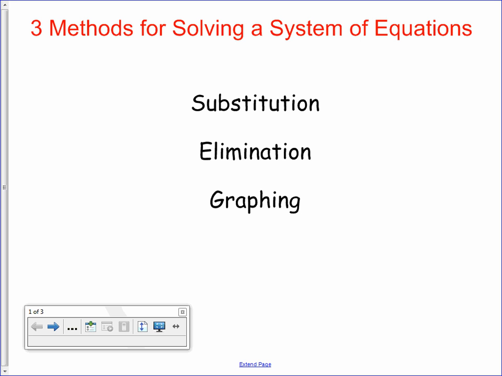And those three methods are substitution, elimination, and graphing. The first method that we're going to focus on starting now is the substitution method. The other two methods will come later. And you will see soon the reason that we have these three different methods, because there are different scenarios when we want to use each of the three different methods.